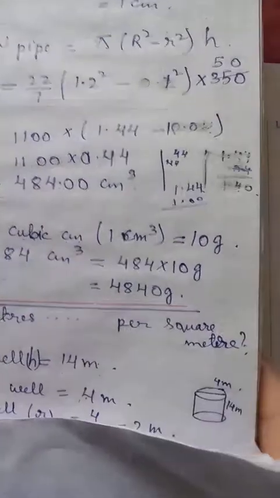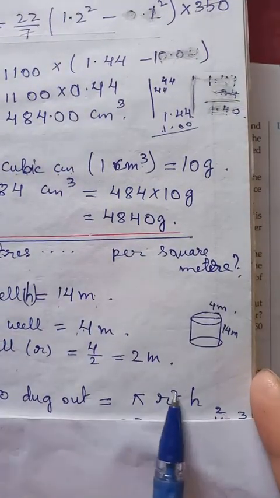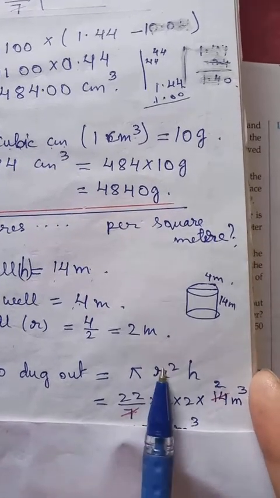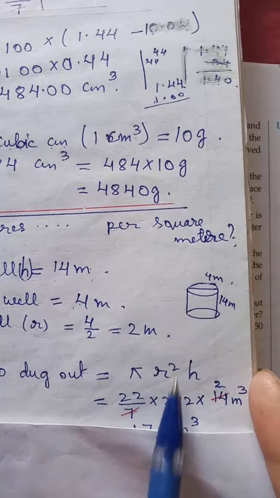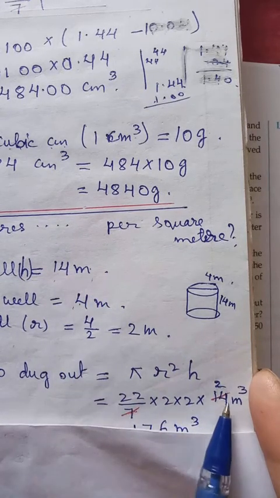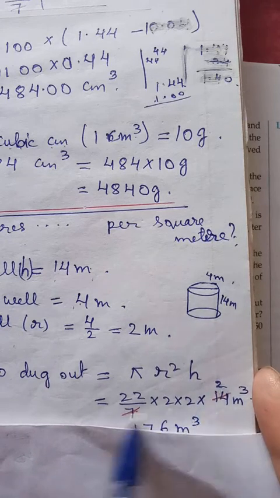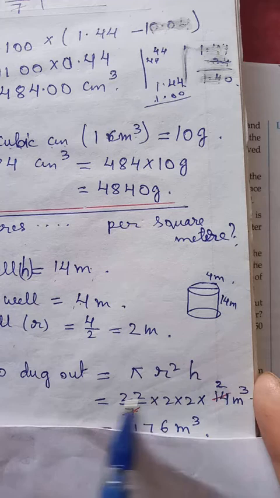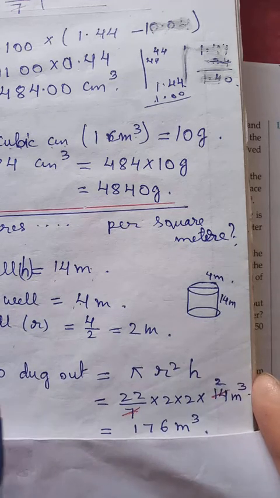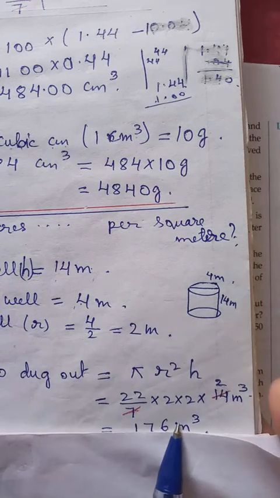We can calculate the volume. So the volume of the cylinder, which is equal to the volume of the earth dug out, is pi r square h. Pi we know, 22 by 7. R we know, 2. Since we have r square, we can write 2 into 2. H we know, 14. So we can replace that. Then the volume in meter cube. So 14 and 7 we can cancel. After that we multiply. So the volume of the earth dug out will be equal to 176 meter cube.